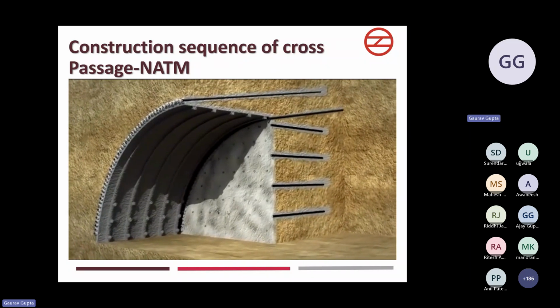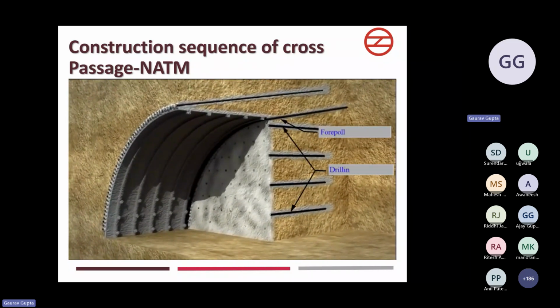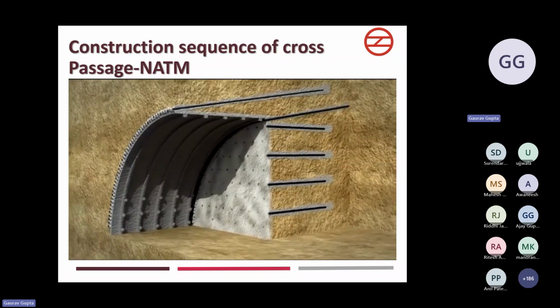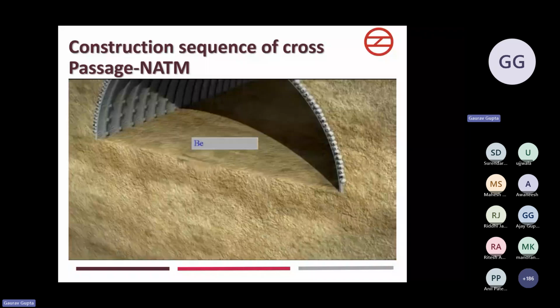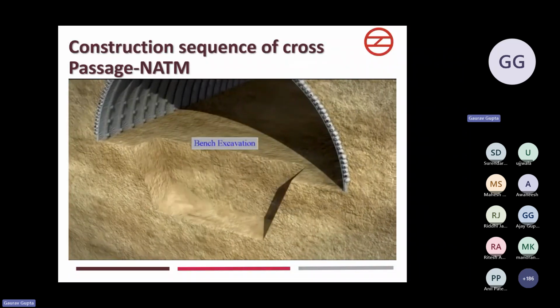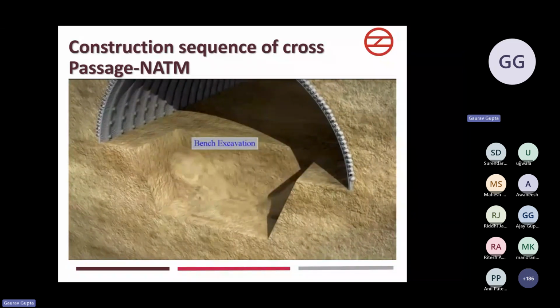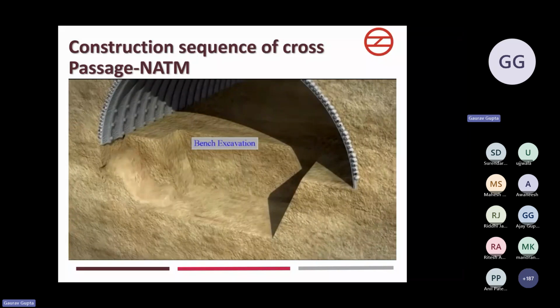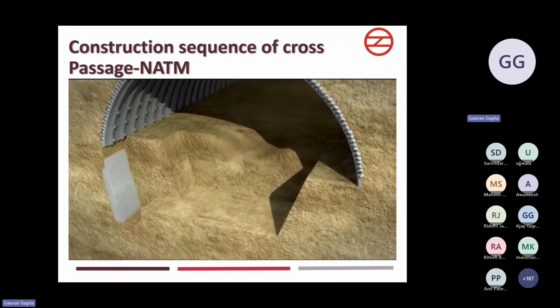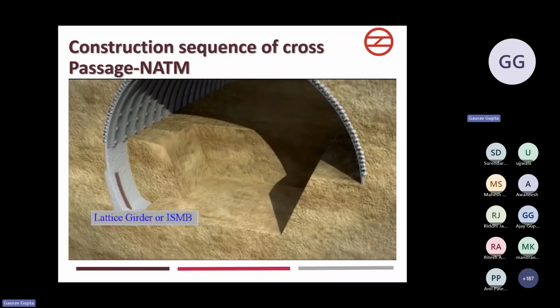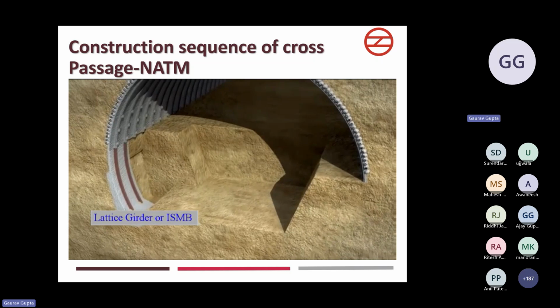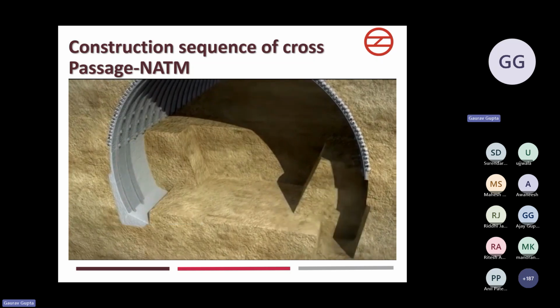You can see as we further excavate, the forepole will extend 30% at least beyond the excavation. Then the bench excavation. Then lattice girder or ISMB at the bench part.